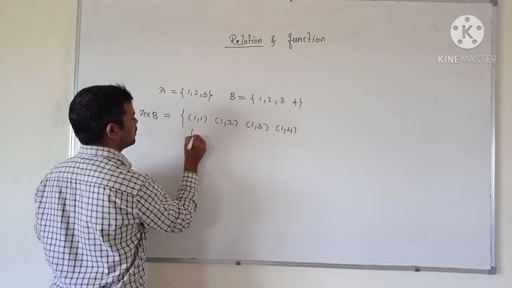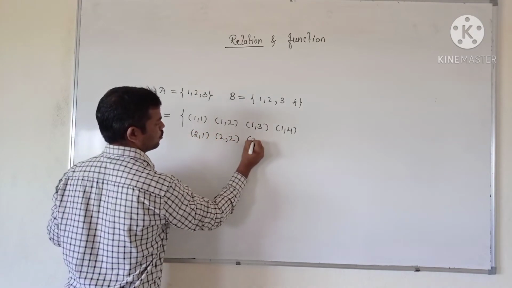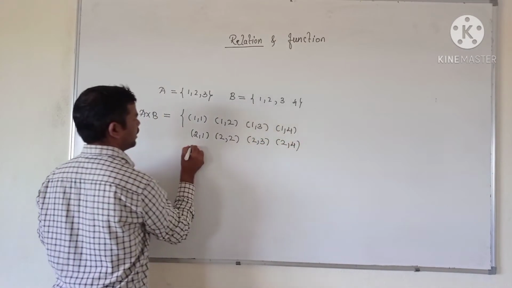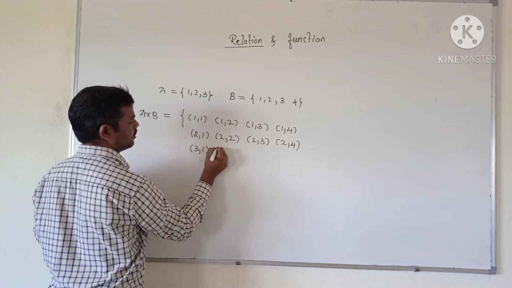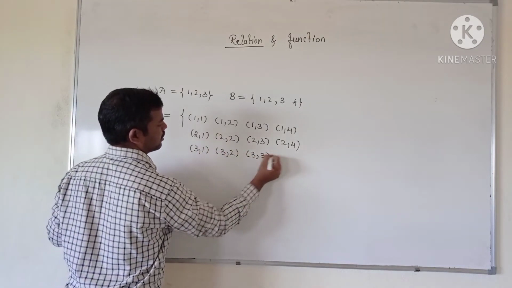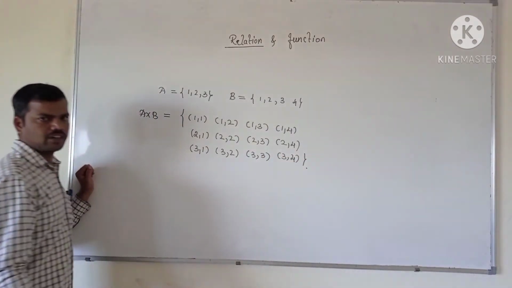Next we start with 2 comma 1, 2 comma 2, 2 comma 3, 2 comma 4. Next 3 comma 1, 3 comma 2, 3 comma 3, 3 comma 4. So this completes all ordered pairs we have written.